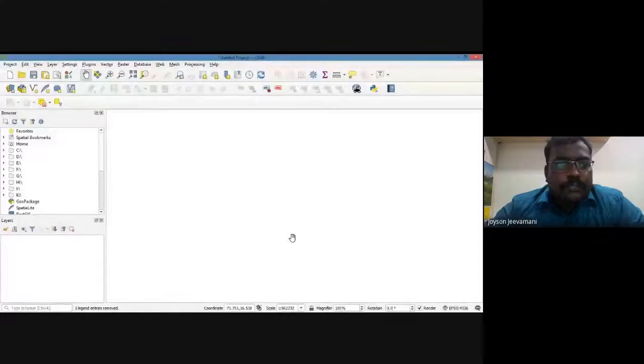I think you can see this window. Yes, sir, it's loading. Yeah, we can see it now. So this is QGIS.